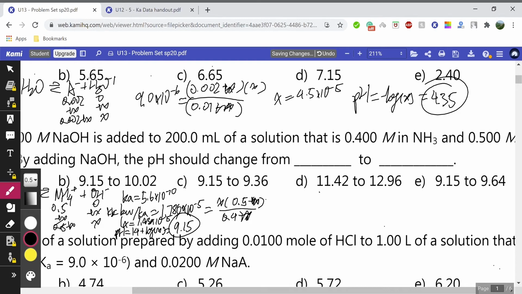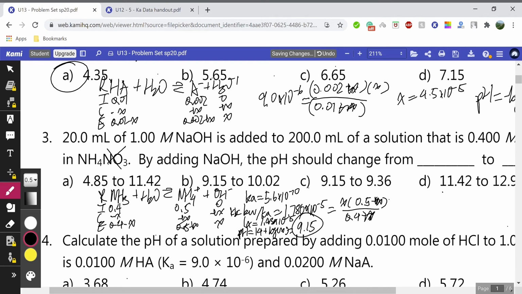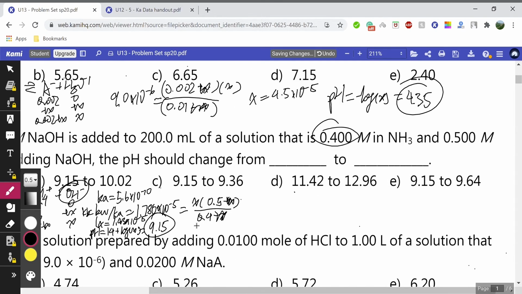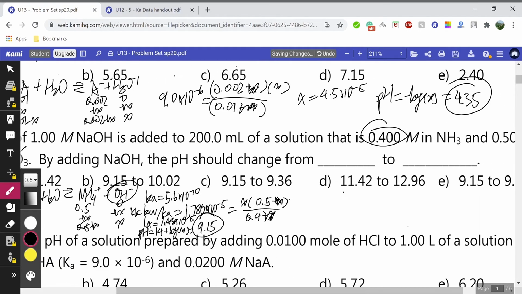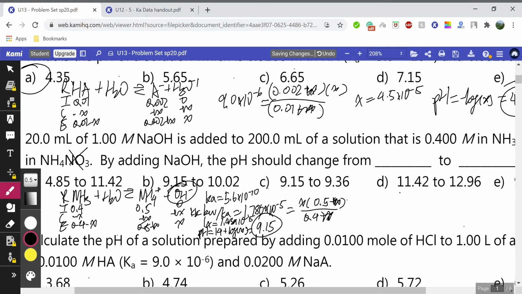So 9.15 is our answer. That is the initial pH with concentrations of 0.4 and 0.5 molar of NH3 and NH4+. Now, time to add a new substance into it. And this time we're adding NaOH.